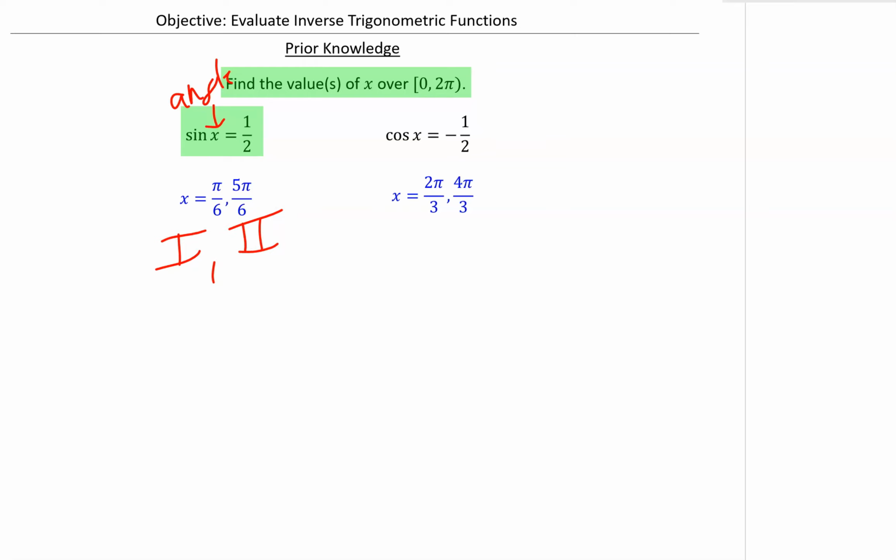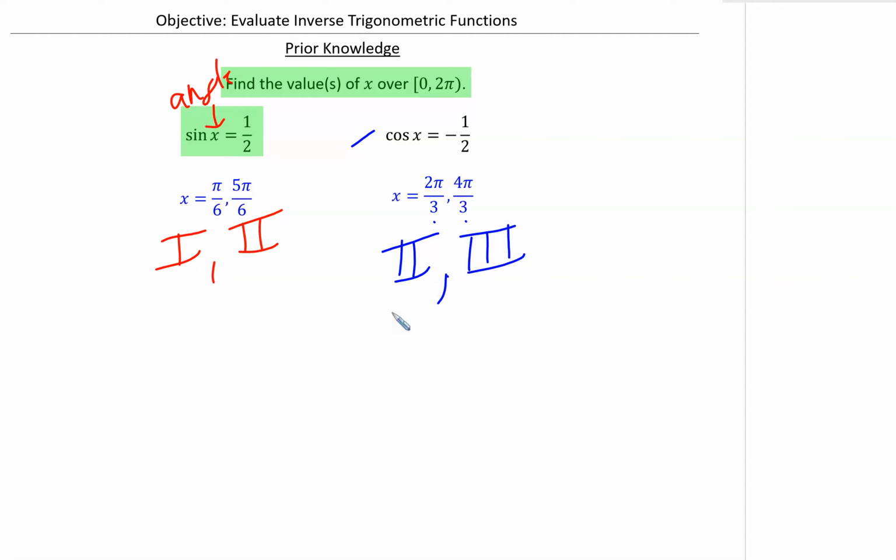Here we have cosine of angle x equals -1/2. And in our first positive revolution, the angles that have that cosine value are 2 pi/3 and 4 pi/3, which would be quadrants 2 and 3, where cosine is negative.